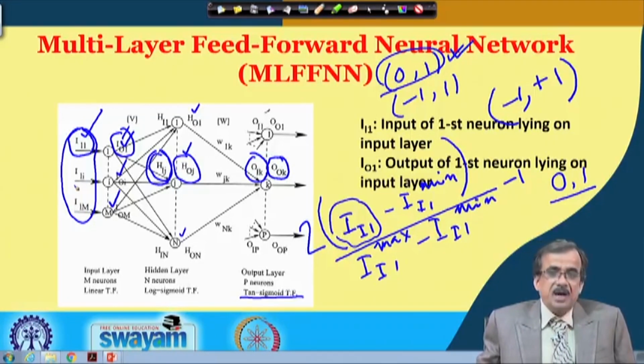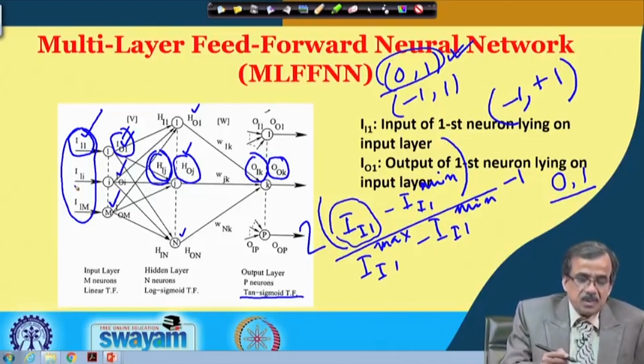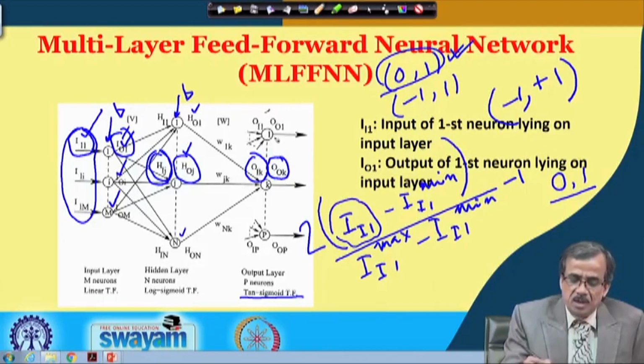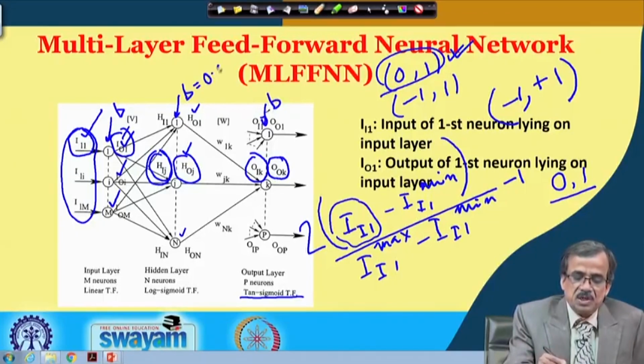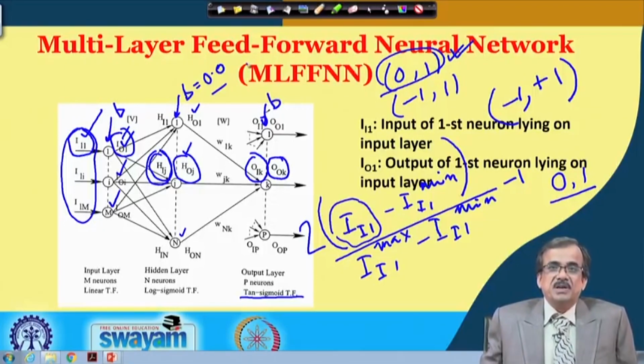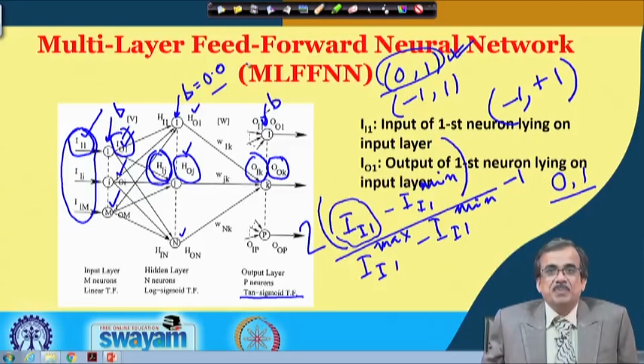Now, before I go for the forward calculation, I am just going to mention two things. One is that we generally use some bias value. But here, for simplicity, I have assumed that the bias is equal to 0. This is actually to make the analysis a little bit simpler.